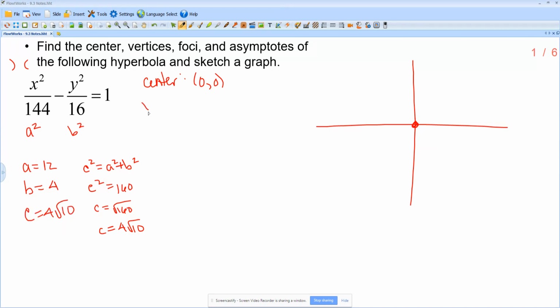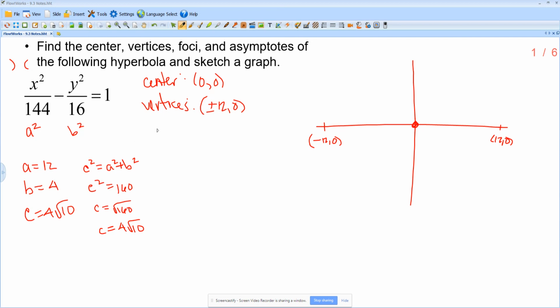So if I'm going to talk about my vertices, so that I can get all this sketch done, my vertices have to be going along the transverse. So I know they're moving left and right, and it's going left and right a units in this case. So I'm going left and right 12. So I'm going to have negative 12, 0 and 12, 0, plus or minus 12, 0.